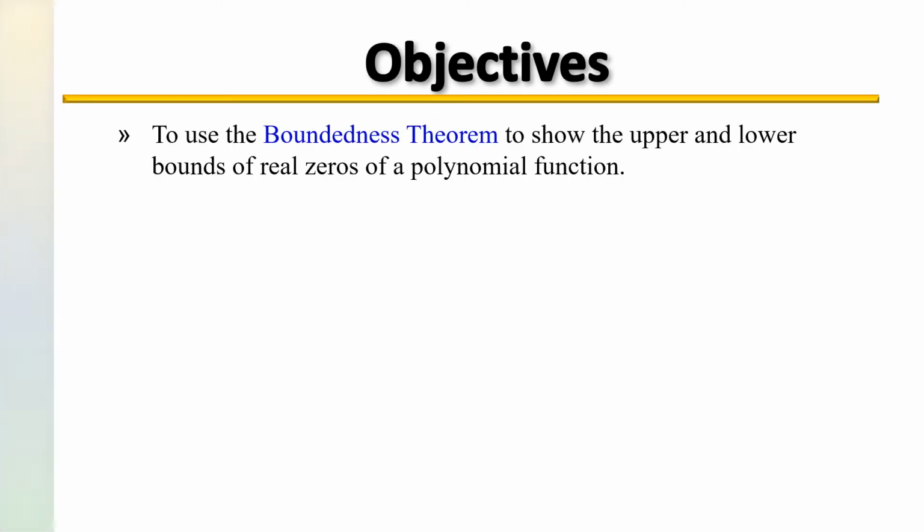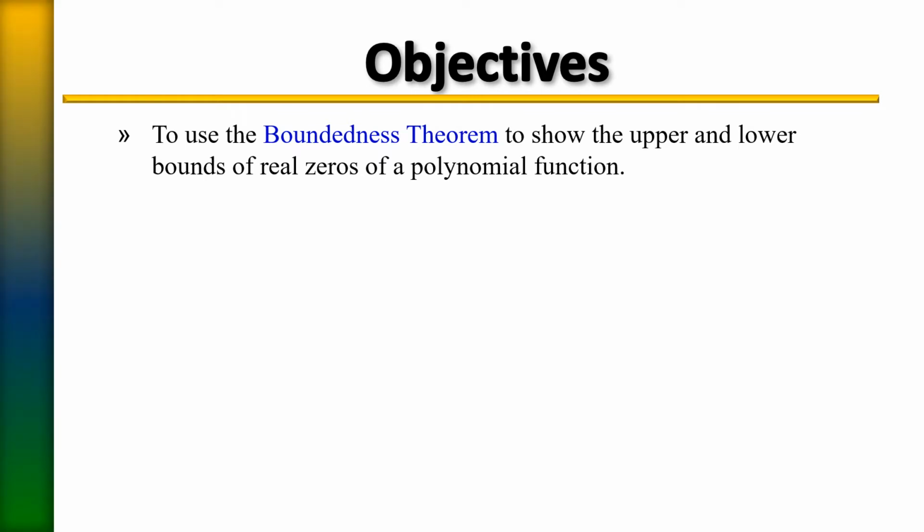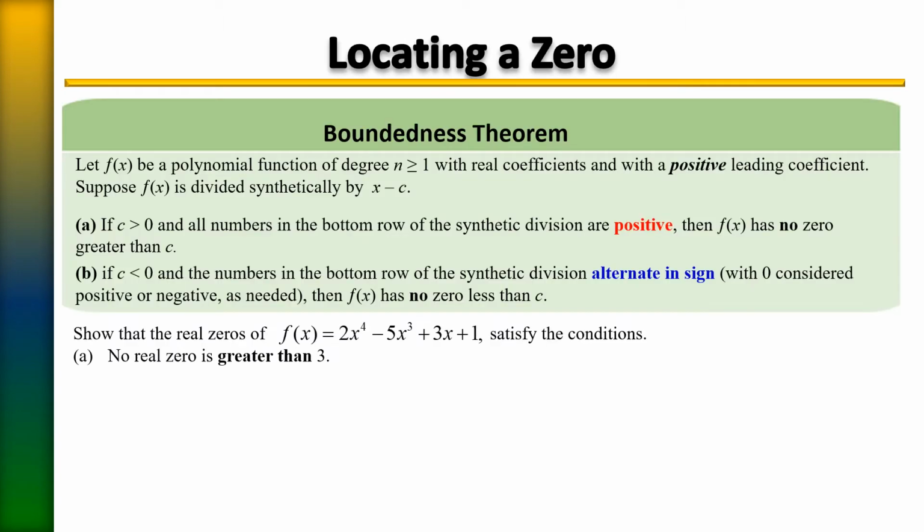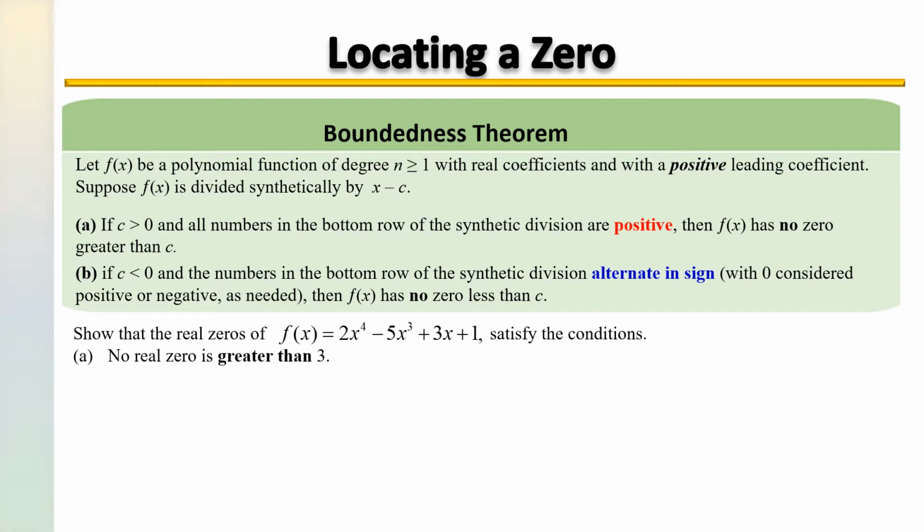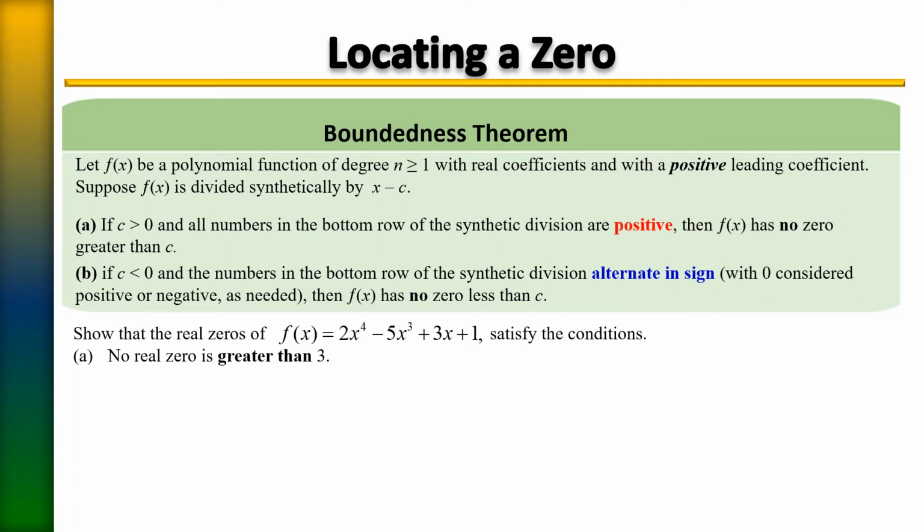In this lesson, we're going to use the Boundedness Theorem to show the upper and lower bounds of real zeros of a polynomial function. Let f of x be a polynomial function of degree n greater than or equal to 1 with real coefficients and with a positive leading coefficient.